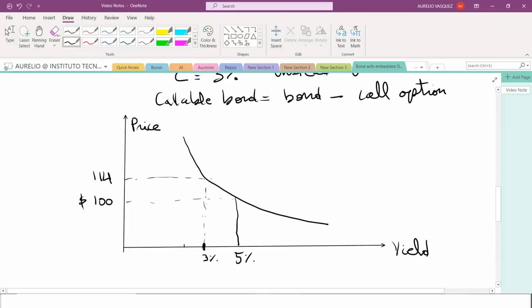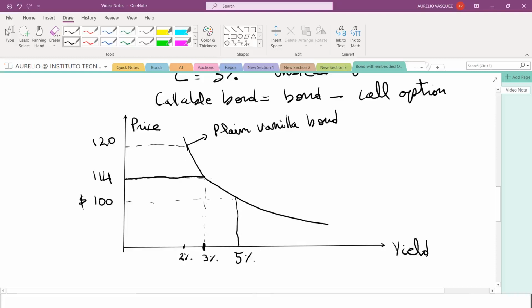Now, what happens? Can the yield go to 2%? The answer is yes, it can go to 2%. So then the price would go further up. If it goes down to 2%, the price would go to, I don't know, let's say 120. Now, the thing is, because the bond can be called, this is the price of your plain vanilla bond, and the price of your callable bond is going to be bounded by the 114. It cannot go further than that.